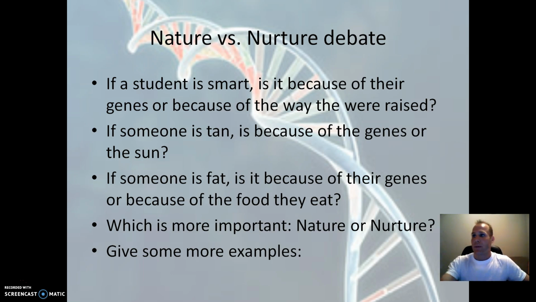You say, fat mom, fat dad, must be a fat kid. No, it's genetic. As soon as they start to get into college and start to eat what they want, they lose all this weight and you realize that wasn't genetic at all. And then other times it's like, well, it has everything to do with genetics. So which is more important, your genes or the way you're raised?